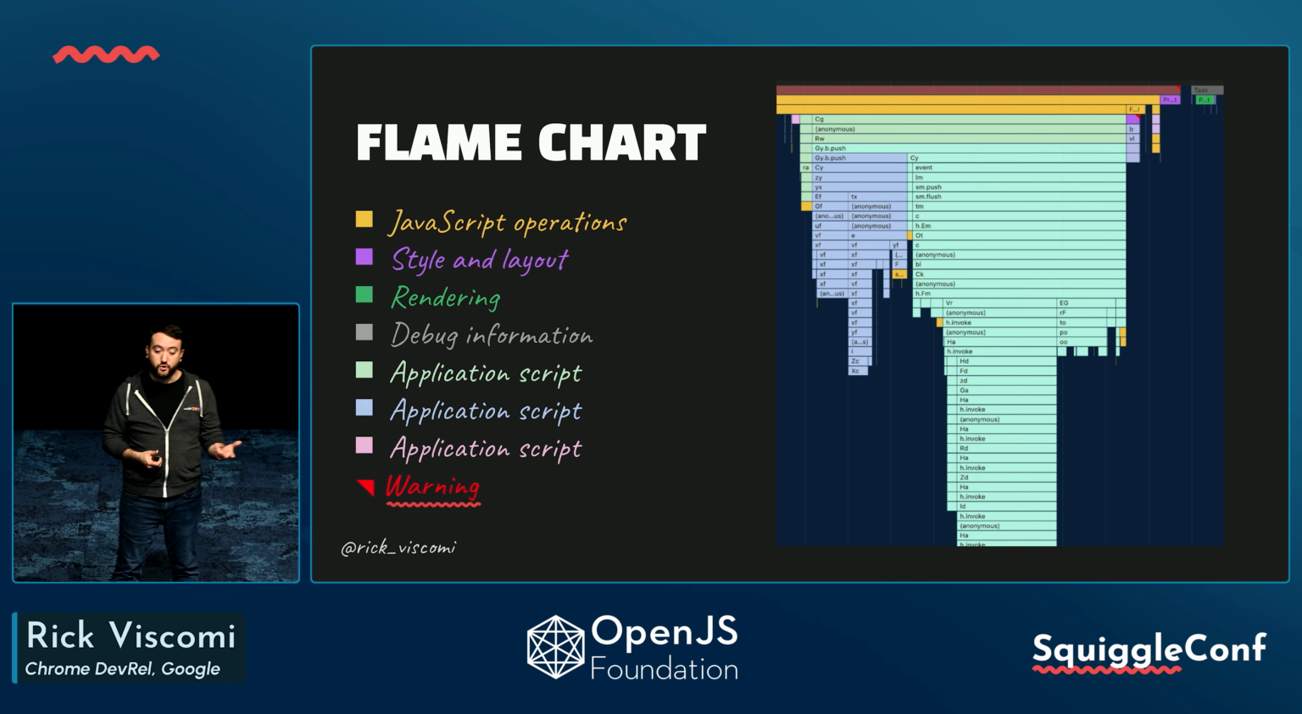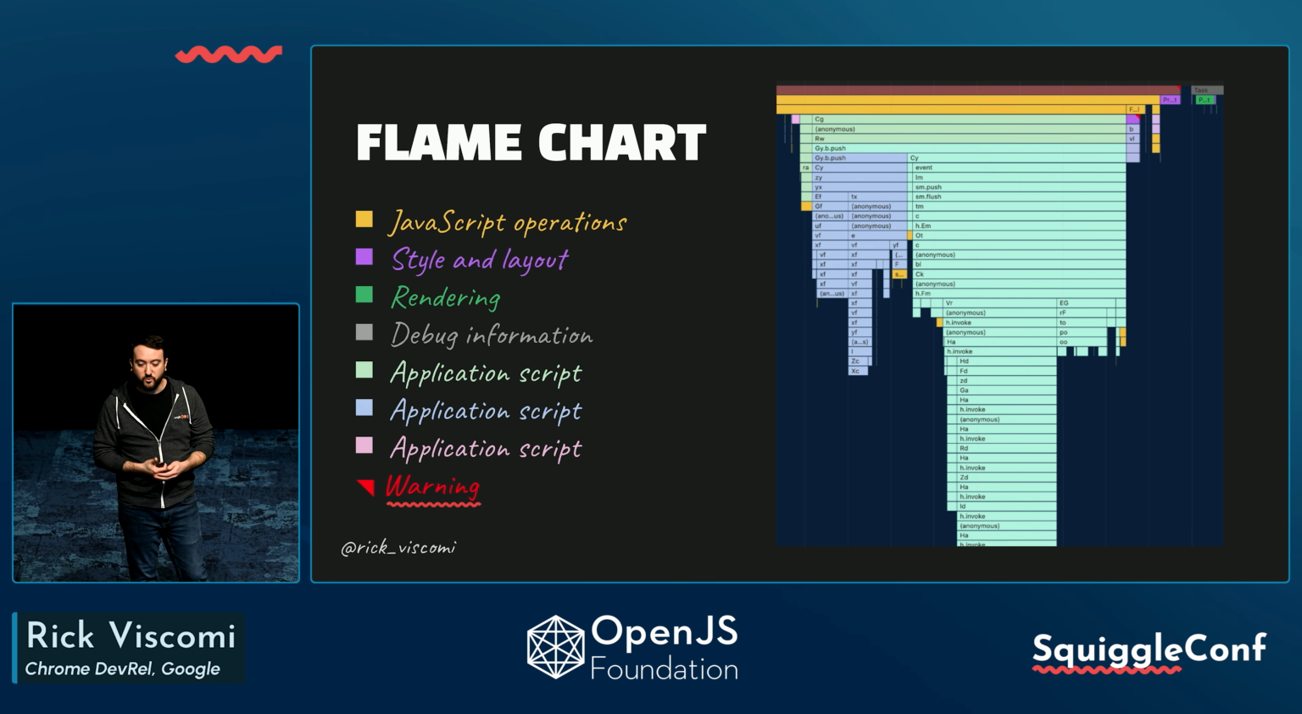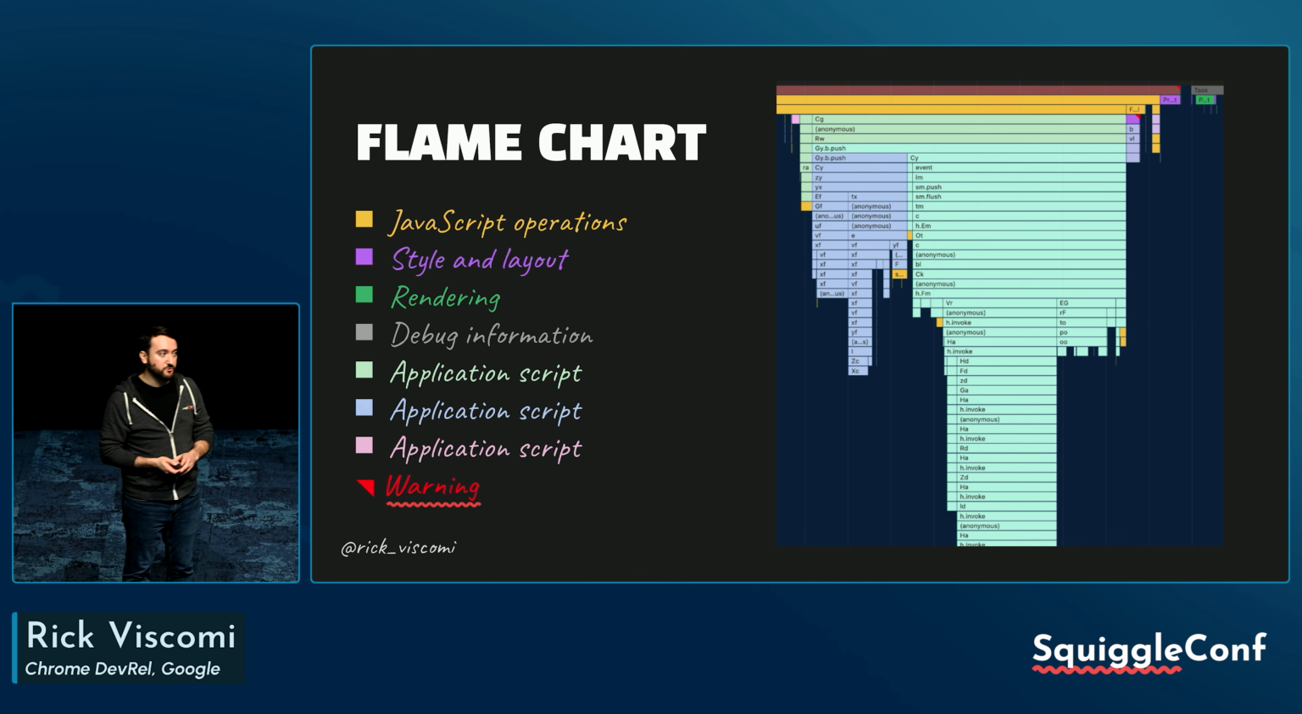You might also see a red triangle in the corner of an entry. That's a warning indicator. For example, if the task exceeds 50 milliseconds or the style recalculation was forced by a script.